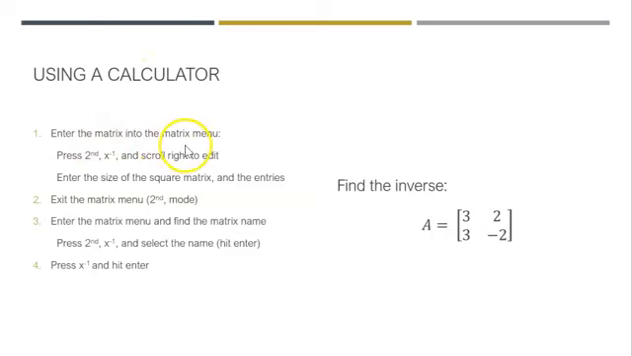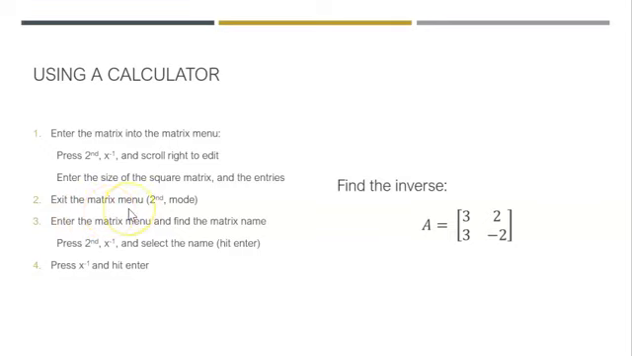Step one, you go into the matrix menu. So that's second and the x-1 button. And you want to scroll right to edit because we want to put in the matrix that we're given. So we're going to be using this matrix. Make sure you enter the size of the square matrix. So this is a 2 by 2, and then the entries.